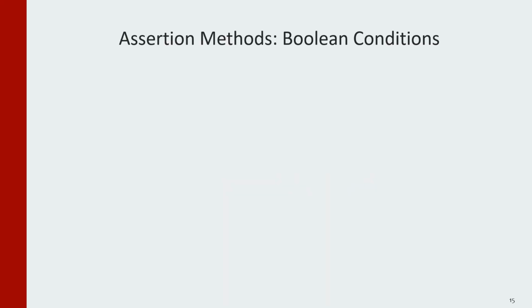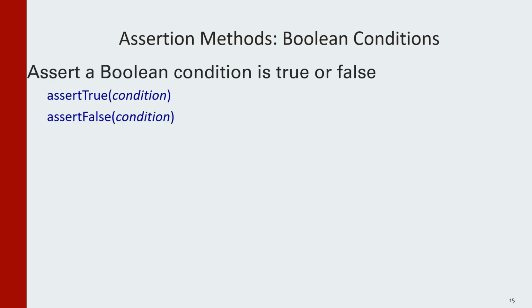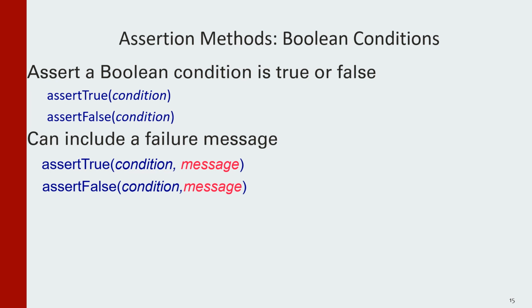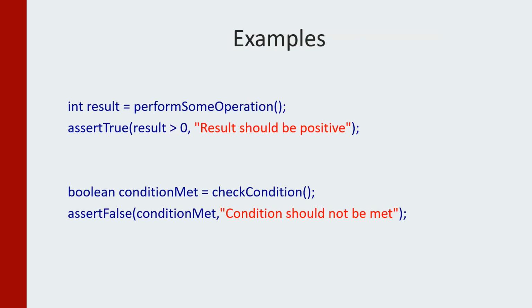Okay, now that we have that big picture overview of JUnit, obviously it won't really make a lot of sense until you start writing these tests yourself or reading them. Let's go ahead and look at those methods in a little bit more depth. Let's just talk about Boolean conditions first. You can assert that a Boolean condition is true or false, assertTrue and assertFalse. And you can include a failure message on this. So assertTrue, whatever the condition is, followed by the message, or assertFalse, whatever the condition is, followed by the message. Let's look at a couple of examples here.